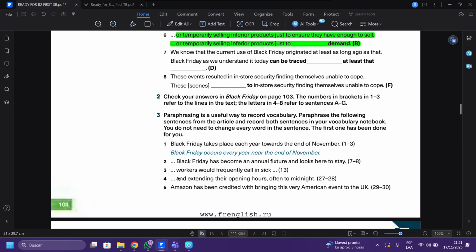Workers would frequently call in sick. According to you, tell me, please. How would you paraphrase this? For example, instead of saying workers, you can say employees, right? You see? Instead of saying would frequently, what is a synonym of frequently? Often, for example, or usually, or often, usually, or so often as well.